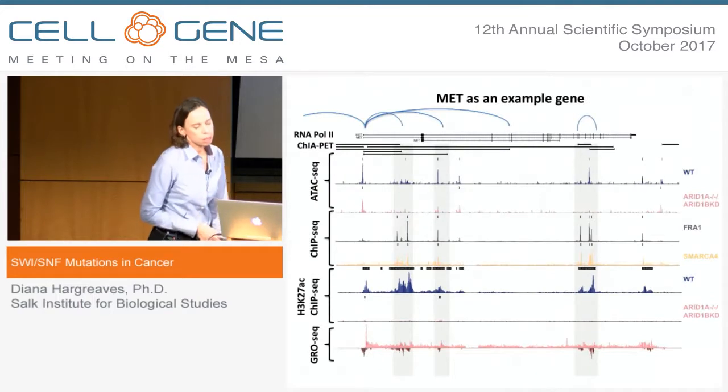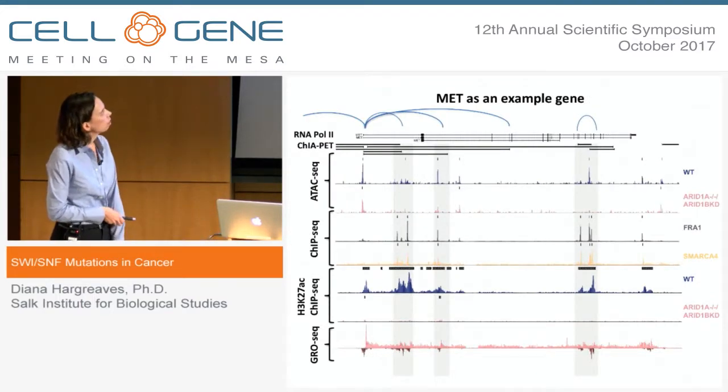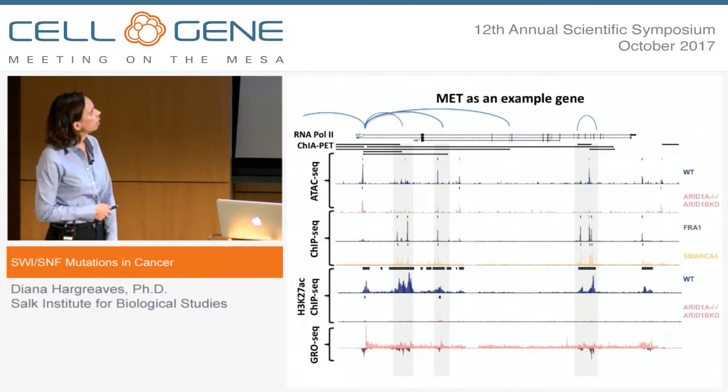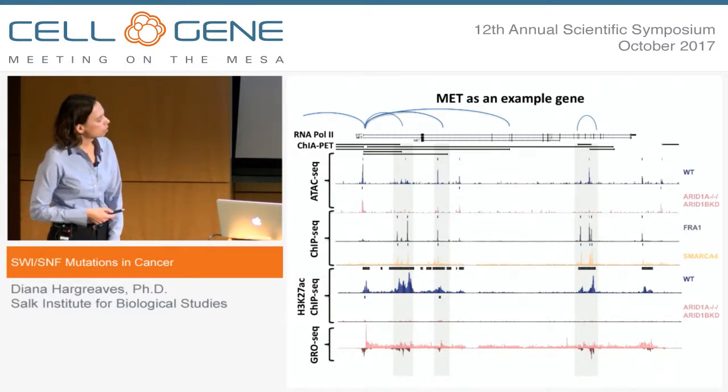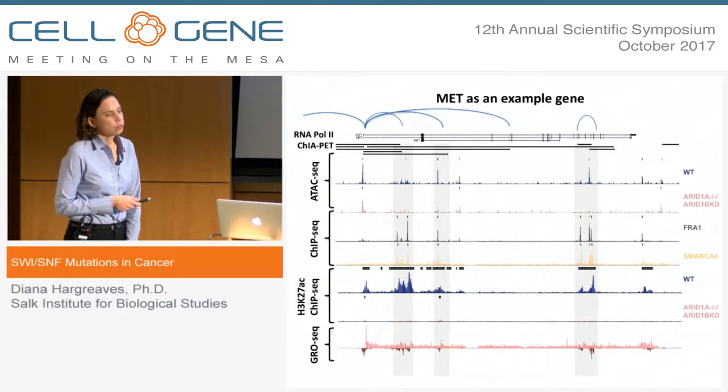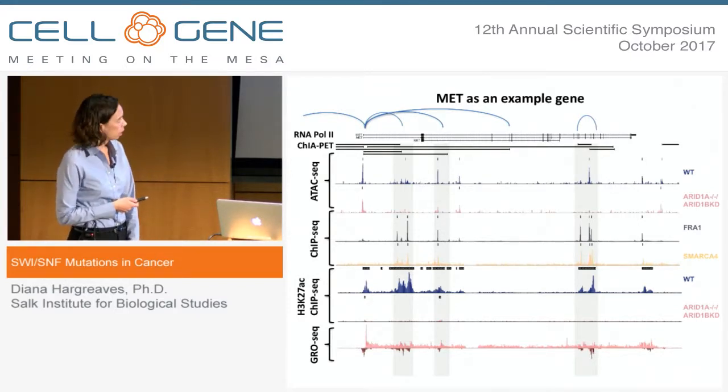So this is just to give you an example of some of the browser tracks for what we've observed. This is the MET gene encoding the MET receptor tyrosine kinase. We found several areas in this gene where we see a high degree of accessibility, which is bound by FRA1, bound by the complex, has high levels of K27 acetylation, as well as nascent transcription, indicating that these sites are regulatory enhancer elements. And again, they exhibit this looping back to the promoter, suggesting that they can directly regulate transcription off the transcription start site.